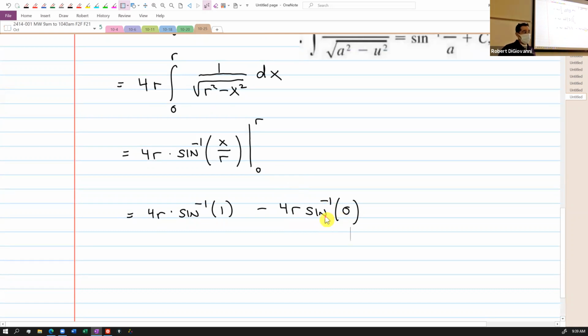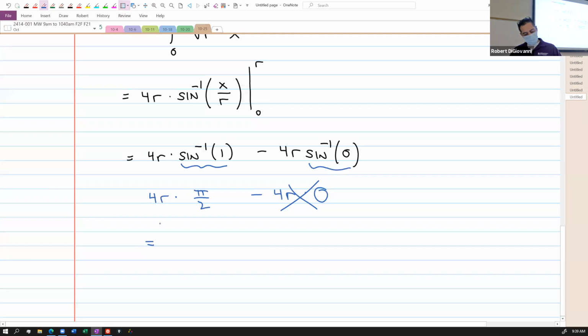All right, at what angle is sine 0? And this one is at what angle is sine 1? So what are these? What is this? Pi over 2. And then minus over here, what's arc sine of 0? 0. Gone, and your answer is, well, the 4 and the 2 reduce out, right? 2 pi r. There you go.